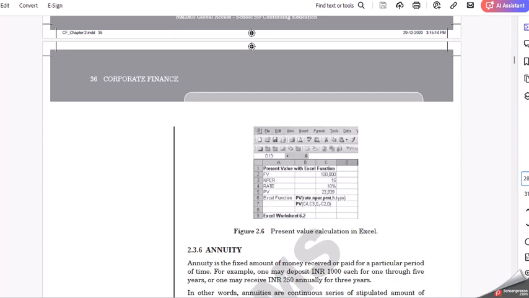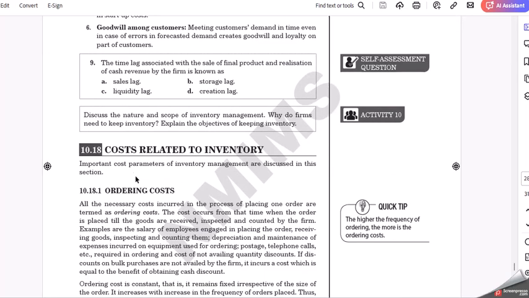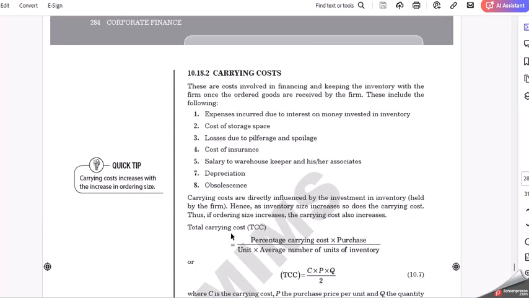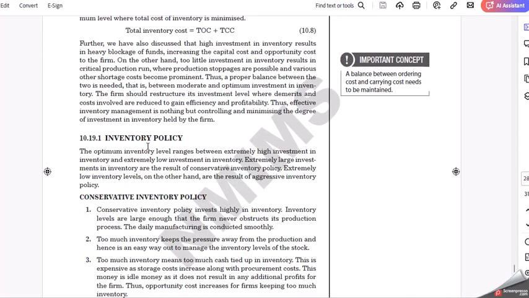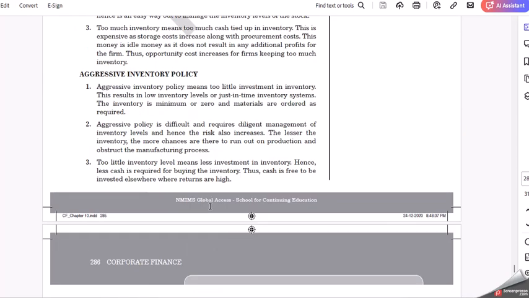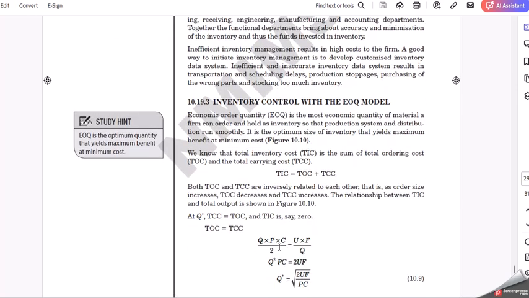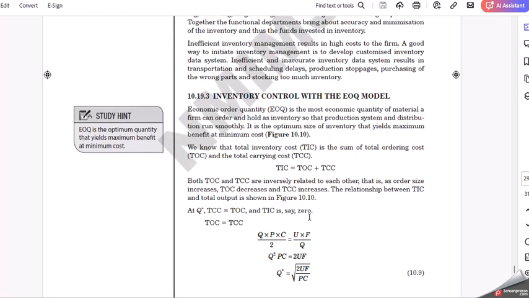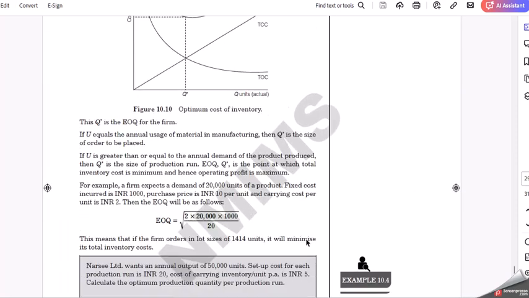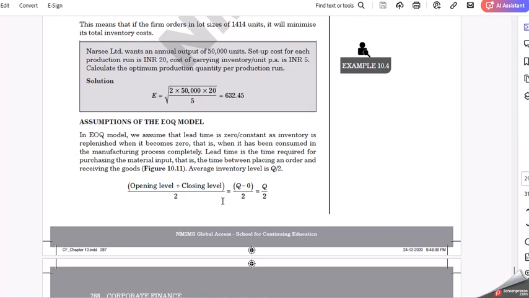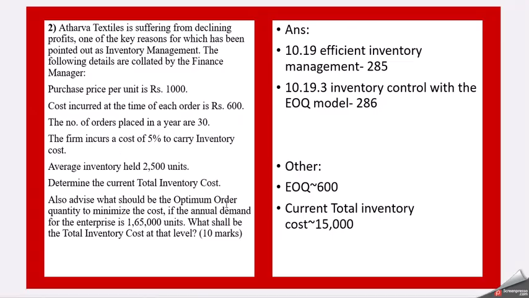Page 285. Costs related to inventory: ordering cost, carrying cost. Then you have efficient inventory management, inventory policies, conservative policy, and aggressive inventory policy. And then inventory control with the EOQ model. So all these basics you can take up, and these are the formulas that have been given, so that you can take them up for calculating the EOQ. Okay, then moving on to the calculation part of it.